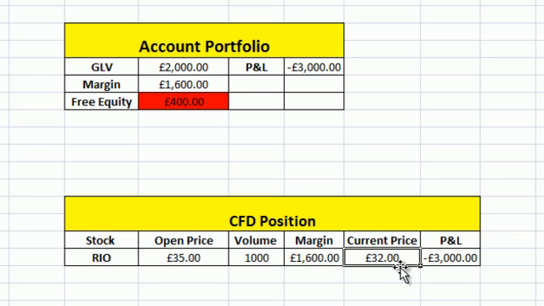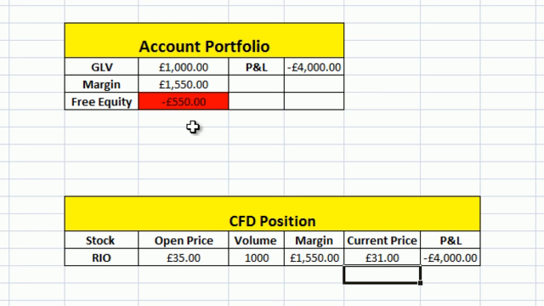So if Rio goes down another pound to 31, where we're now running a loss of £4,000, it has pushed our free equity into minus £550. Whilst the value of our account is still at £1,000, we need £1,550 to hold this position, and we don't. We've only got 1,000, which means we're now minus 550 free equity, which is a margin call. Anything below 0, even if it's 1 quid or 1p, you are technically in a margin call.